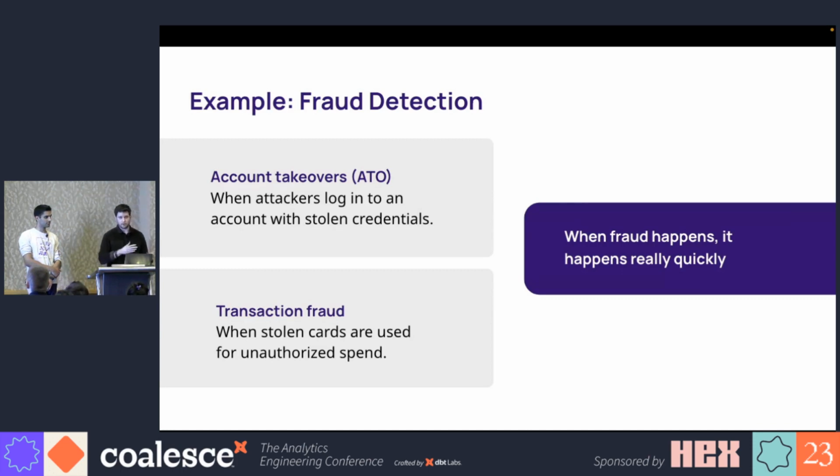What's in common to both of these different types of fraud is two things. First of all, when fraud happens, it happens really quickly. And second of all, there is no upper bound in how many losses we can incur from some fraud events. So that means that speed is really, really key in order to minimize our losses from fraud.